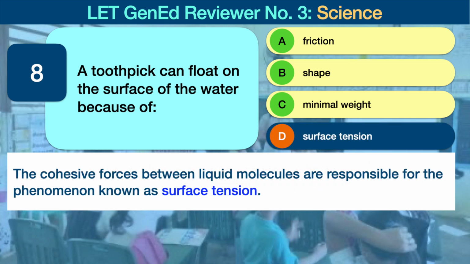The correct answer is C. Surface tension. The cohesive forces between liquid molecules are responsible for the phenomenon known as surface tension. The molecules at the surface do not have other like molecules on all sides of them, and consequently they cohere more strongly to those directly associated with them on the surface. This forms a surface film which makes it more difficult to move an object through the surface than to move it when it is completely submersed.